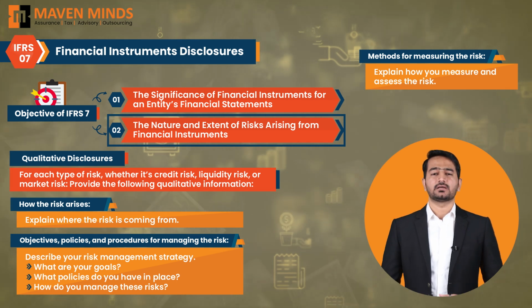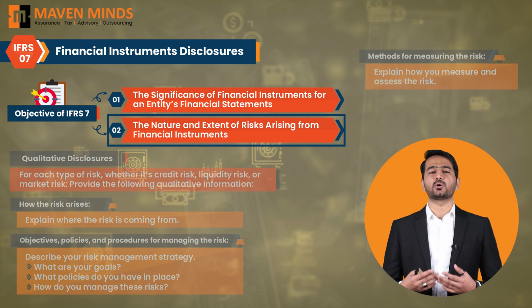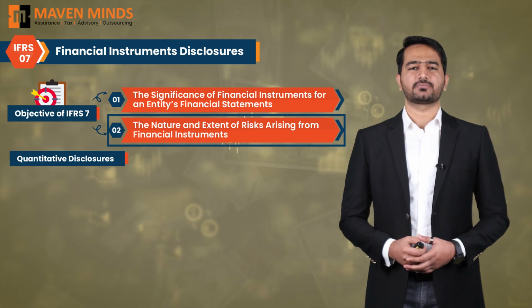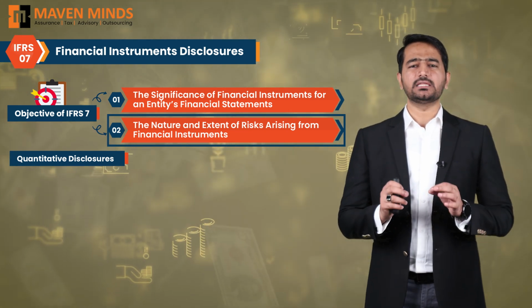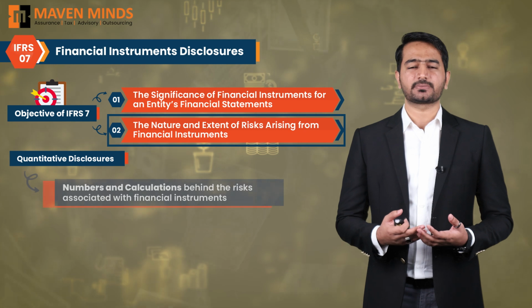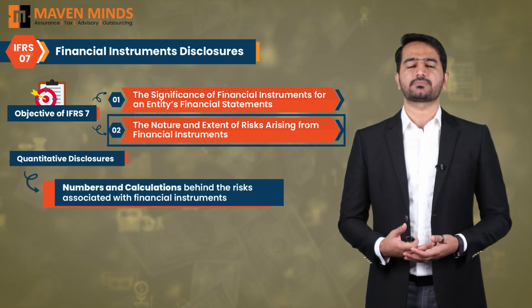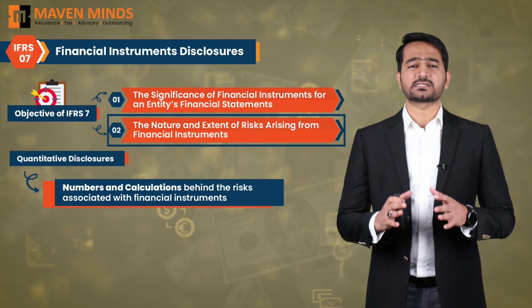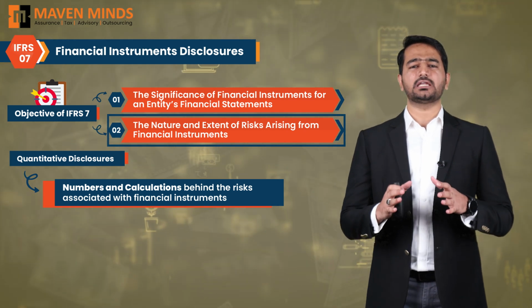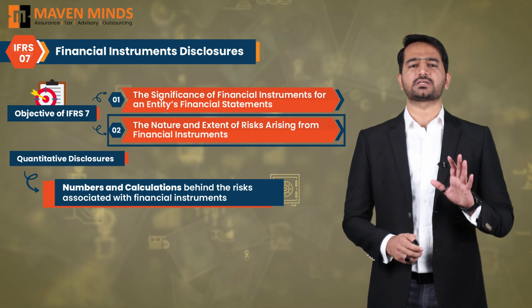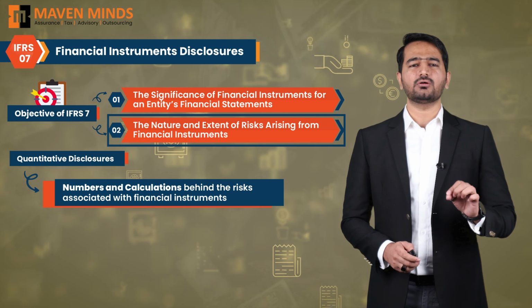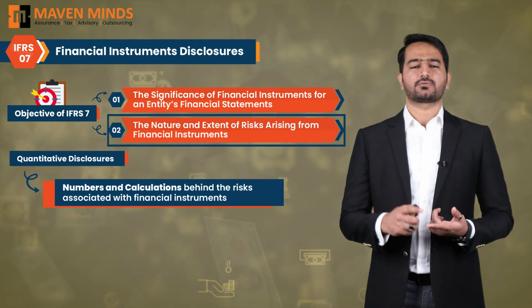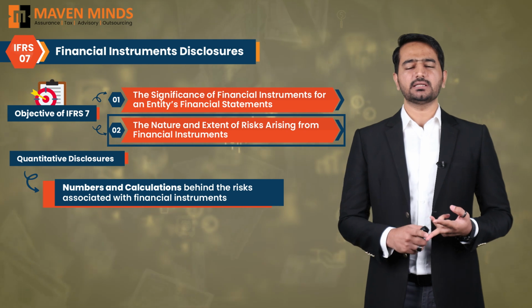Alright my friends, now let's dive into the quantitative disclosures that are required under IFRS 7. This is where you will need to get into the numbers and the calculation behind the risk associated with your financial instrument. The standard prescribes specific quantitative disclosures for each type of risk. So let's break it down on the 3 main risks that we talked about earlier: credit risk, liquidity risk, and the market risk.